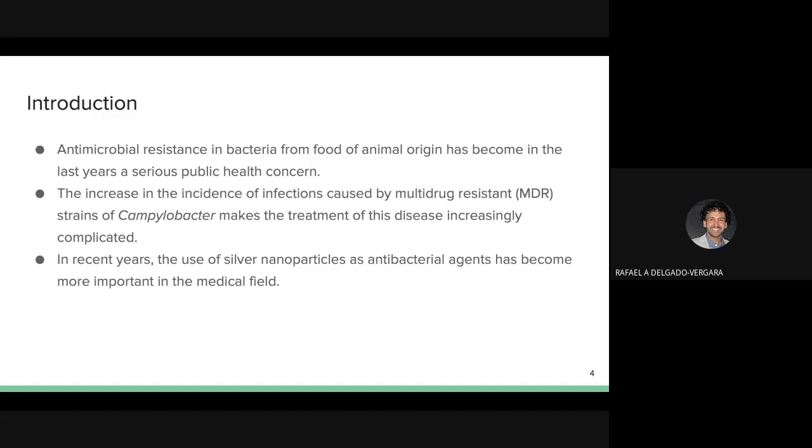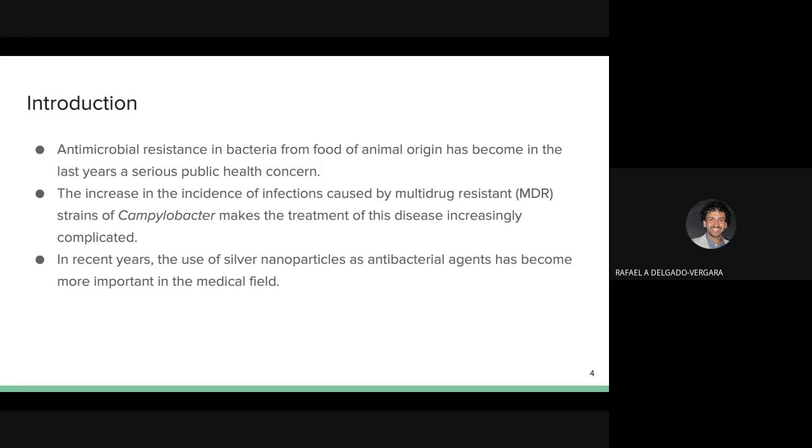Antimicrobial resistance in bacteria from food of animal origin, including Campylobacter, has become in the last years a serious public health concern in both developed and developing nations. According to the paper, a rising amount of Campylobacter isolates have become resistant to different antibiotic families, and that's what we are going to see along the paper discussion.